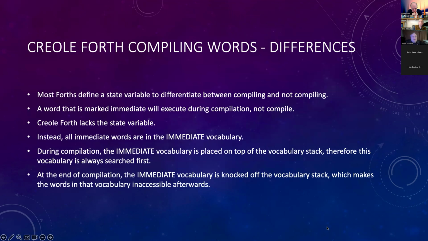Creole Forth compiling words: there are some differences from most Forths. Most Forths define a state variable to differentiate between compiling and not compiling. A word that is marked immediate will execute during compilation. It won't compile. Creole Forth lacks a state variable. Instead, all immediate words are in the immediate vocabulary. During compilation, the immediate vocabulary is placed on top of the vocabulary stack. Therefore, this vocabulary is always searched first.